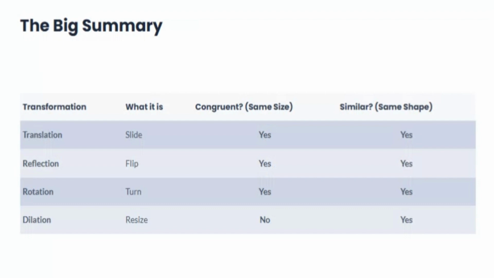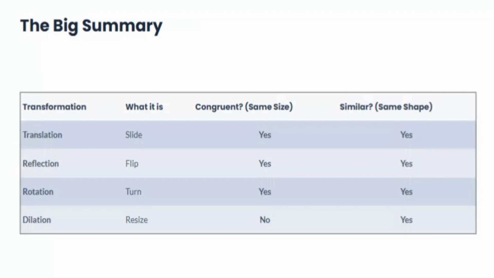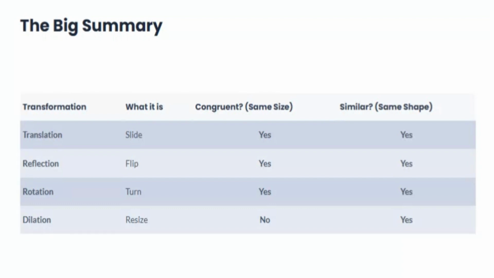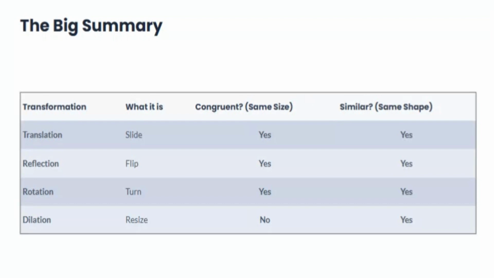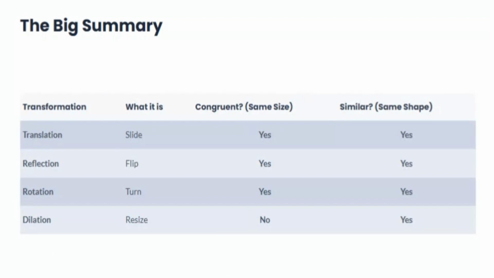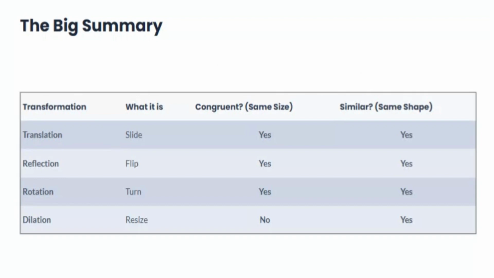So here's the big summary. A translation slides, a reflection flips, a rotation turns, and a dilation resizes. For a translation, reflection, and rotation, the pre-image and image are congruent. But for dilation, they are similar. They are not congruent. And for all these transformations, they're always similar. That's why you call them similarity transformations.